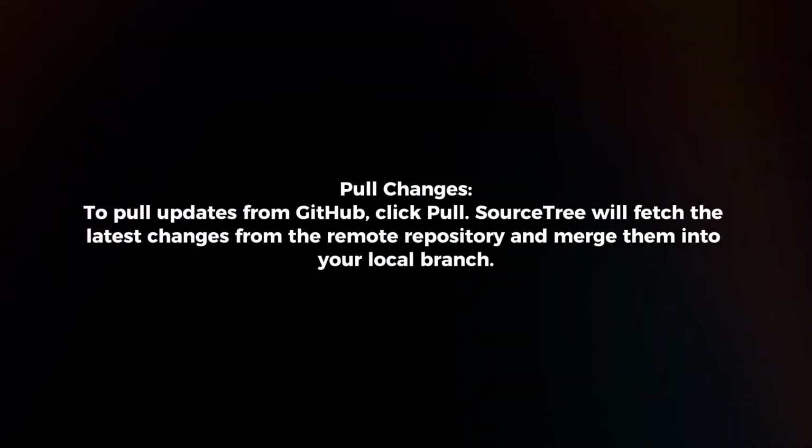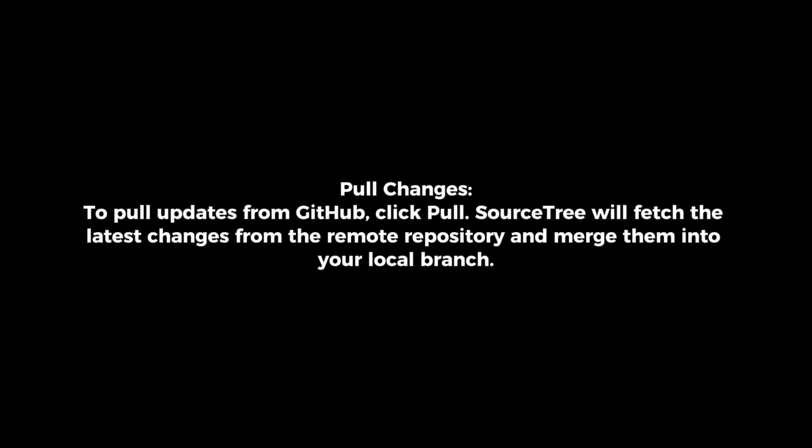Pull changes. To pull updates from GitHub, click Pull. SourceTree will fetch the latest changes from the remote repository and merge them into your local branch.